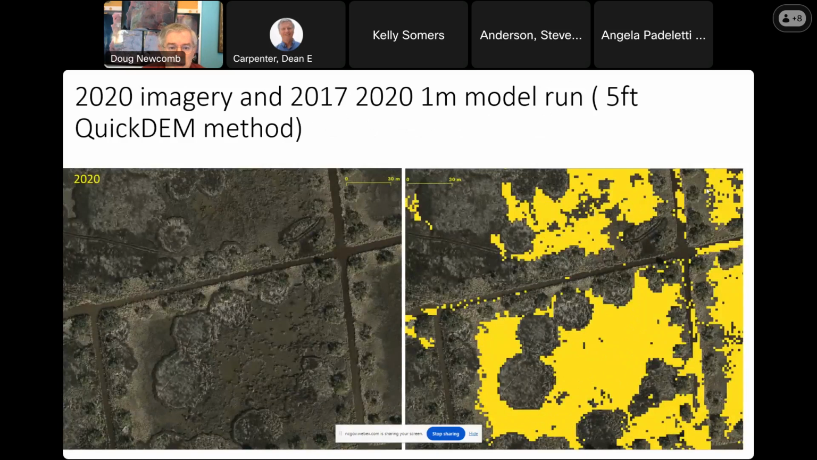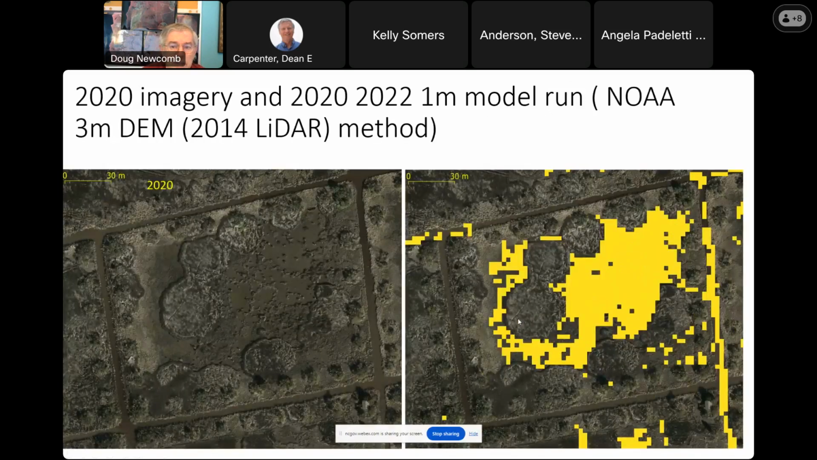And in the 2020 imagery and the 2017 model with the 5-foot quick DEM, the extent the water is already at follows pretty closely with this model run. If you look at the NOAA 3-meter DEM, you don't see as much of that.